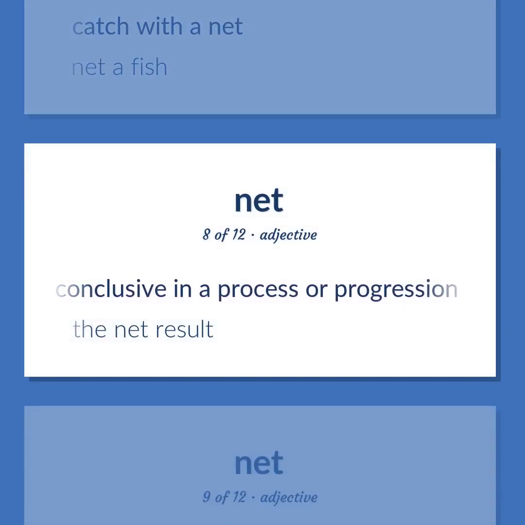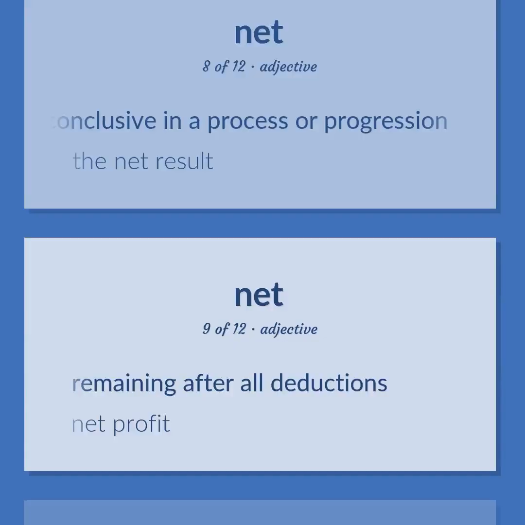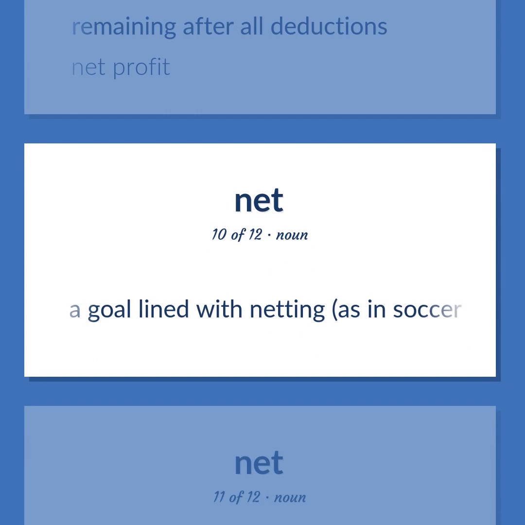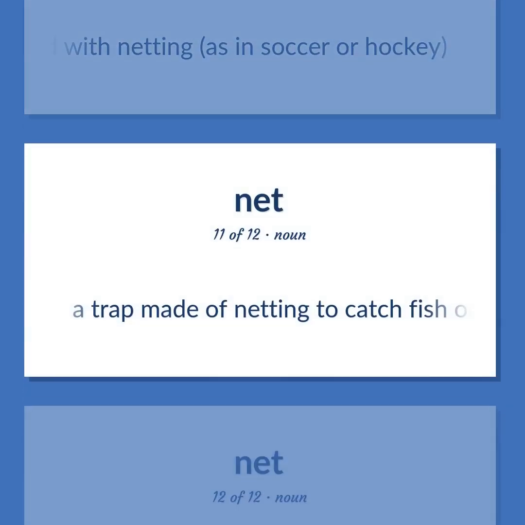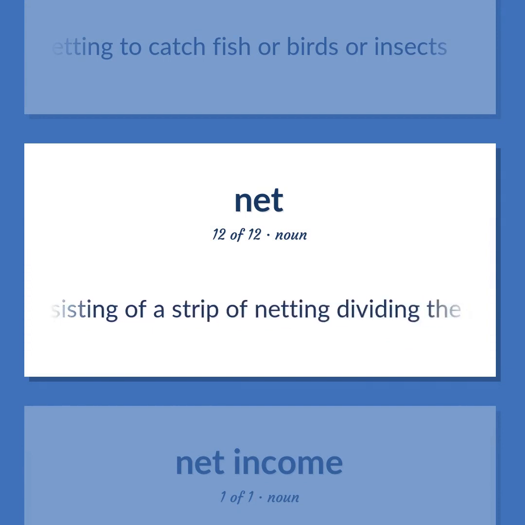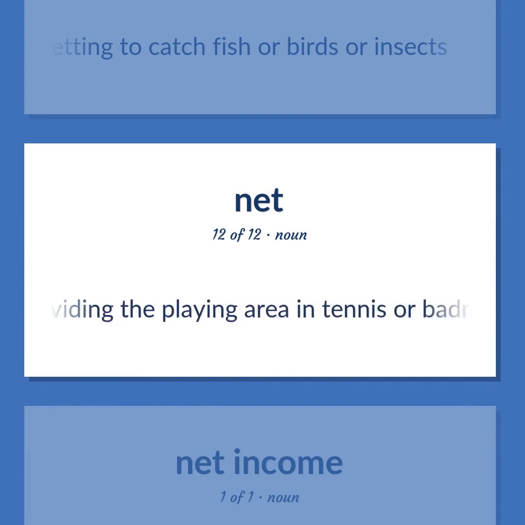Conclusive in a process or progression. The net result. Remaining after all deductions. Net profit. A goal lined with netting, as in soccer or hockey. A trap made of netting to catch fish or birds or insects. Game equipment consisting of a strip of netting dividing the playing area in tennis or badminton.